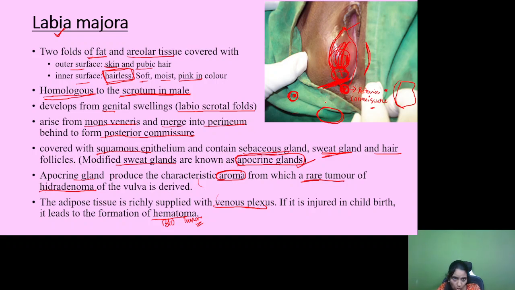So the important points to remember in labia majora are: first, it is homologous to the scrotum in males, so you can remember the image of the scrotum placed here. Second, it develops from genital swellings, that is the labioscrotal folds. Third, a rare tumor arises from the labia majora, that is hidradenoma of the vulva. It produces a characteristic, peculiar aroma. And mostly in the external genitalia, hematomas form in the labia majora. Is it all clear for you? Right.